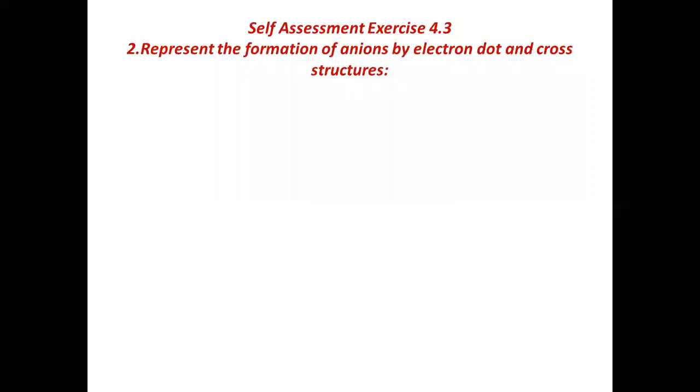In this lecture, we will do the self-assessment exercise 4.3 part 2, represent the formation of anions by electron dot and cross structures. We have to represent the formation of non-metals because you know that non-metals always gain electrons and form anions. So one example of a non-metal forming an anion is nitrogen.